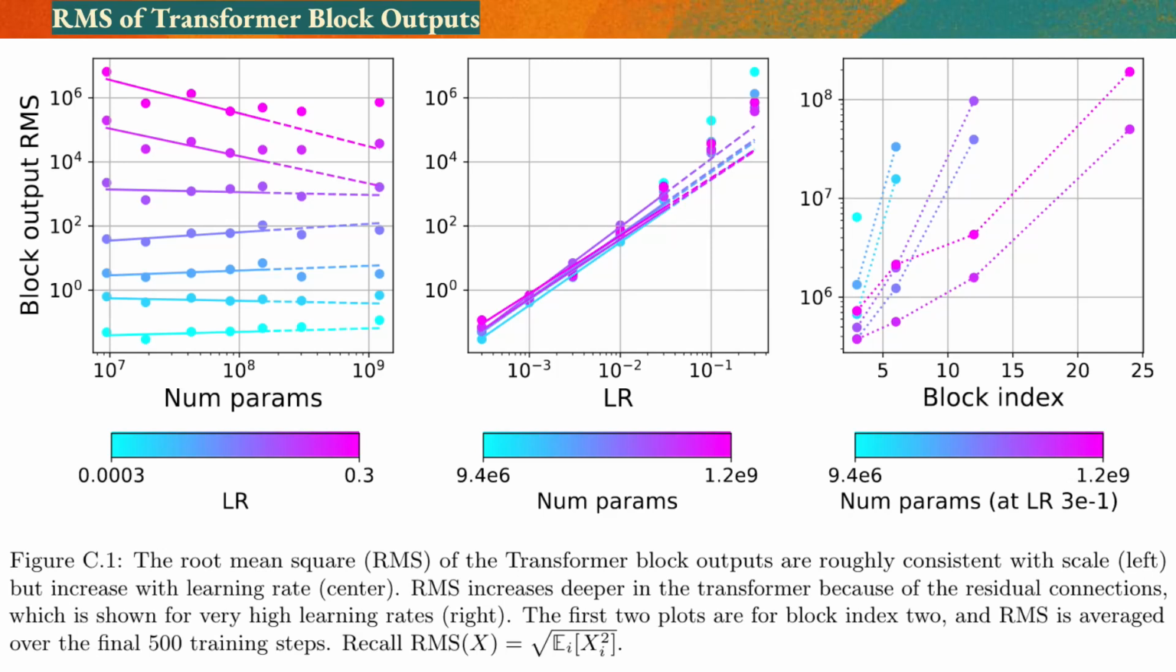Here is some supporting evidence. RMS increases deeper in the transformer because of the residual connections, which is shown for very high learning rates that we see on the right. So here we have the RMS increasing because of these residual connections. The first two plots are for block index 2, and RMS is averaged over the final layers. So again, my understanding is that the parameter norm is compounding as it goes through residual connections, and that's why we have these output RMS values that are larger.